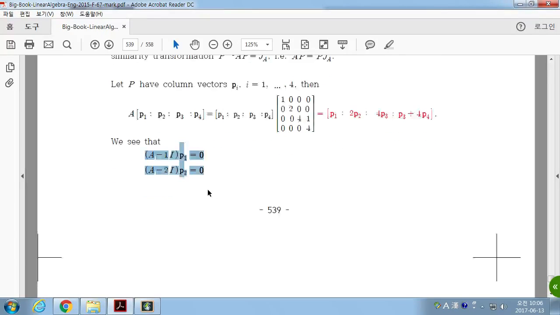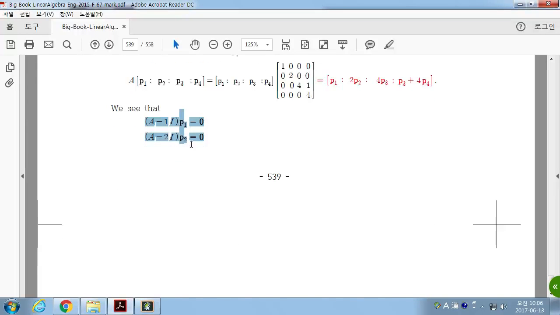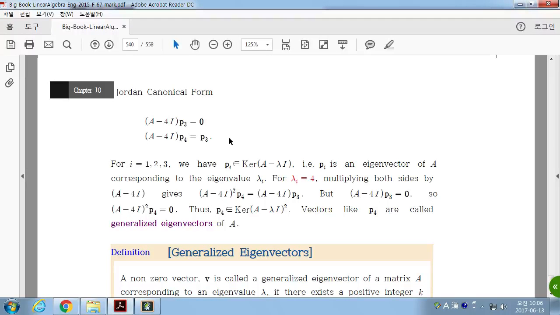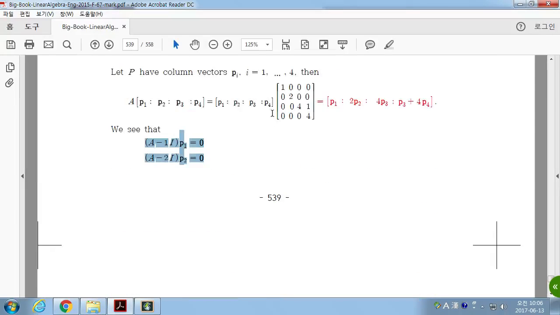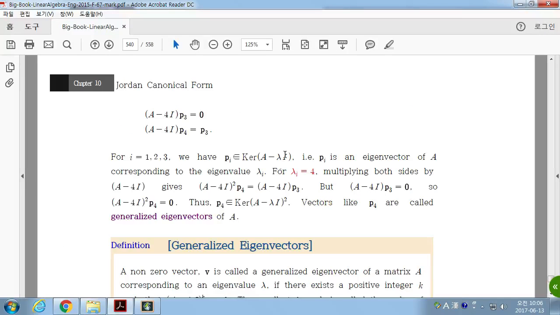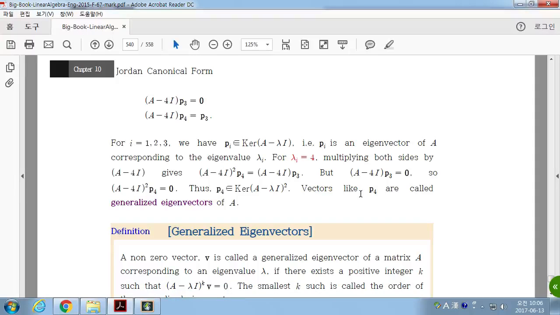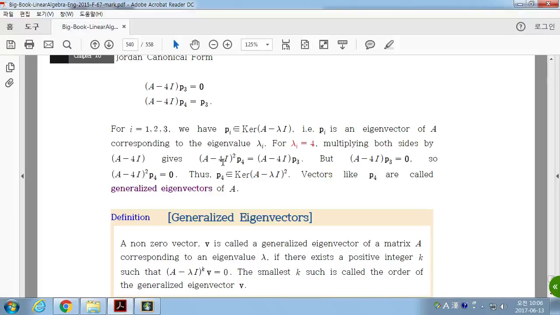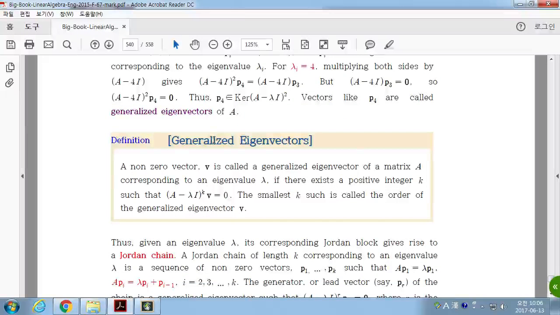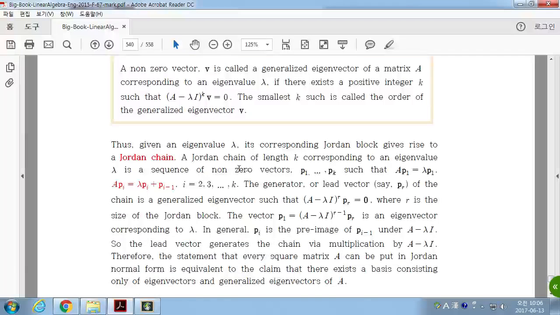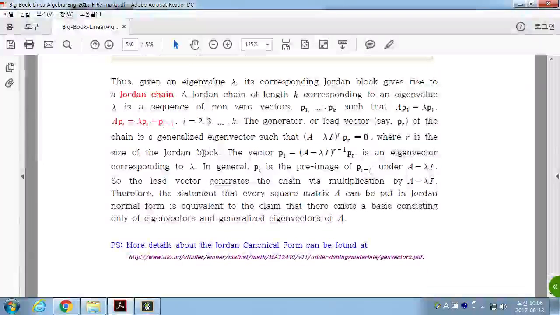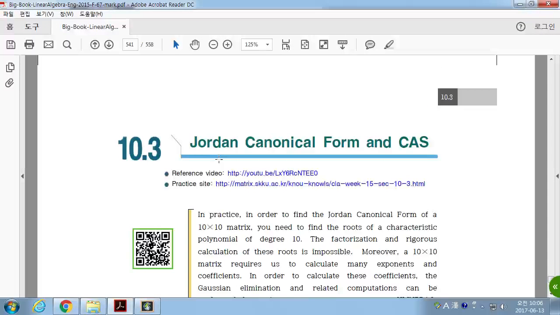So from here, we can observe how to find P2, P3, P4 from P1. This observation gives us how to find the chain of generalized eigenvectors, the Pi's, for each eigenvalue and for each Jordan block, and that's how to find it. But this is not covered in the introductory course.